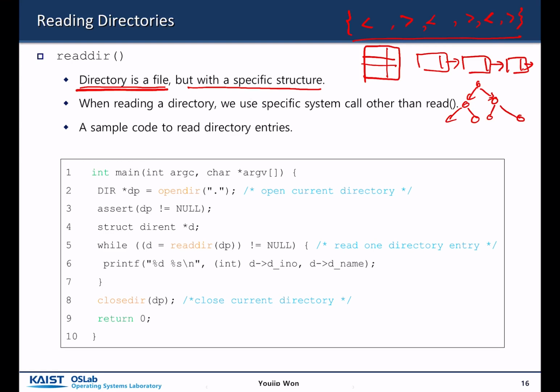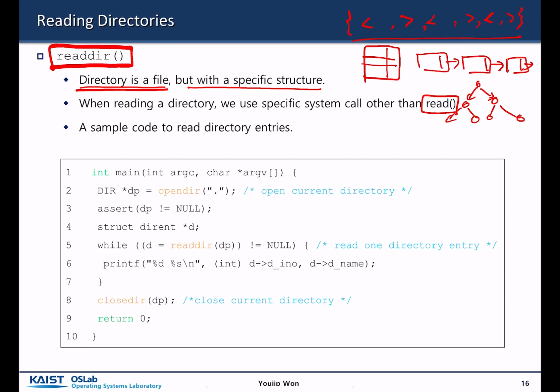So when reading a directory, we use a specific system call other than just read. Read is the system call for reading a plain file, but we cannot apply that function to reading a directory. That's the reason why we define the additional system call readdir. Readdir reads one entry from the directory. The following is sample code to read directory entries.